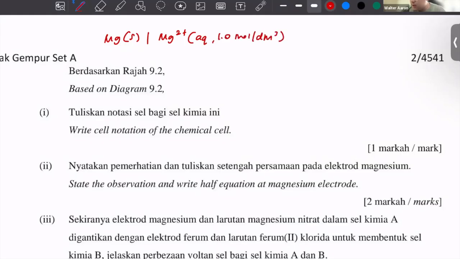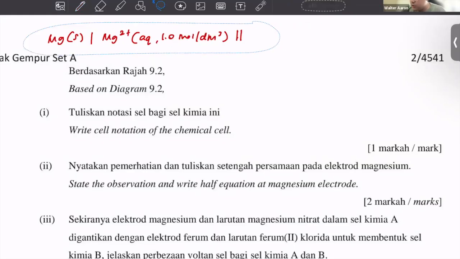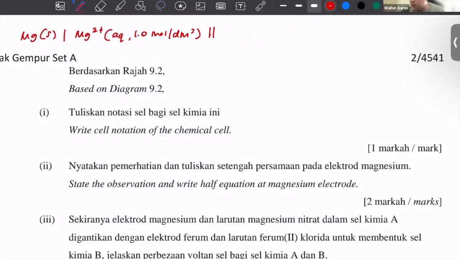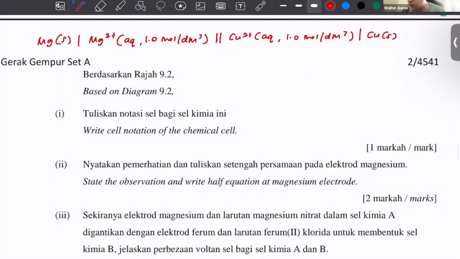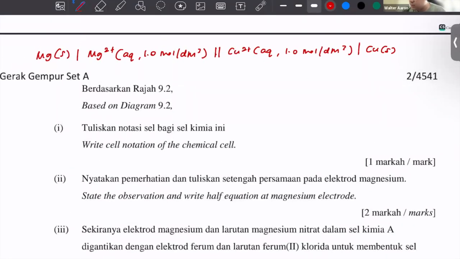After that, there should be a salt bridge in between. Then there is a continuation where you now write the copper part. So copper ions first, again in aqueous solution with a 1 mole per decimeter cube concentration, followed by copper in solid form. That's all you have to write to get full marks for the cell notation part.